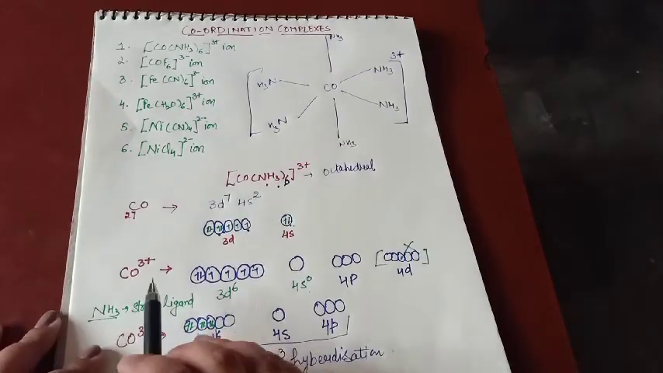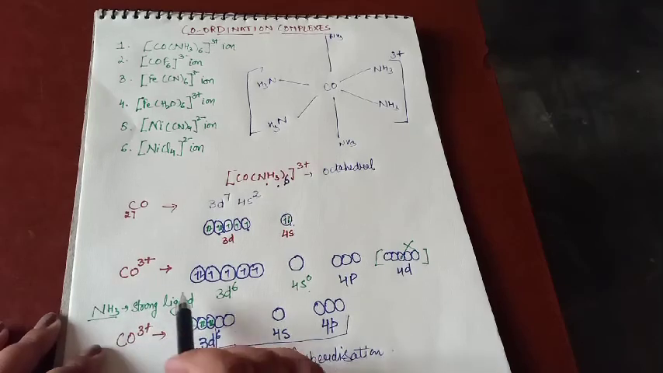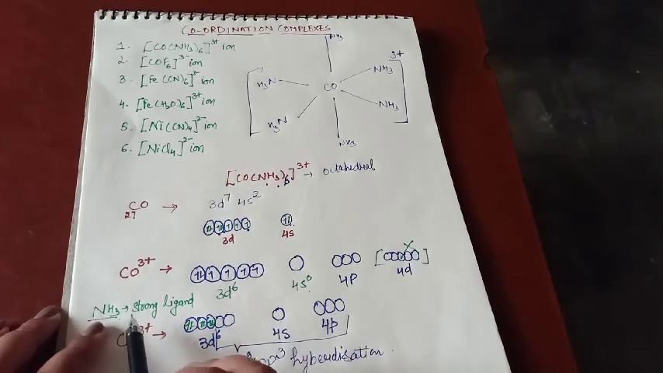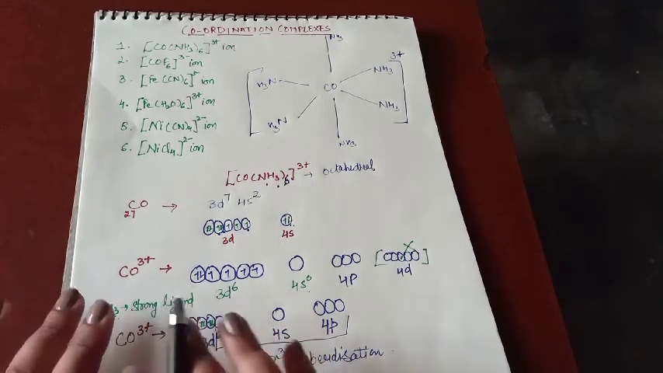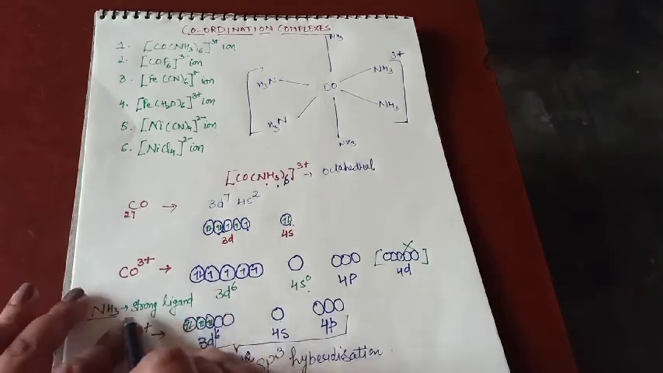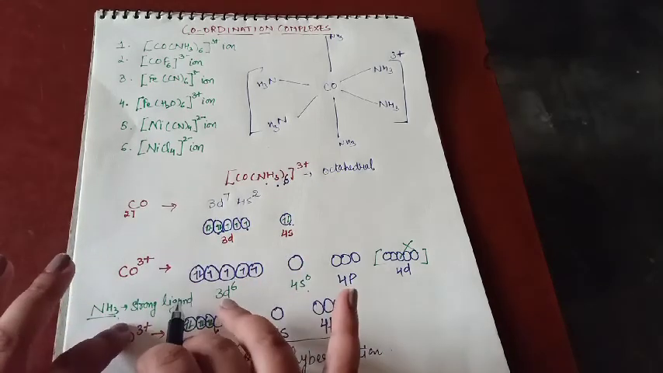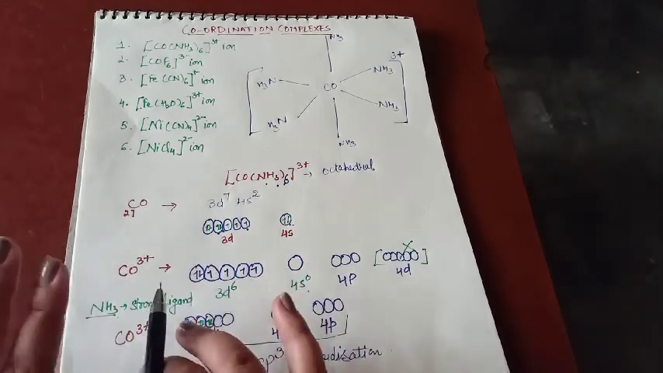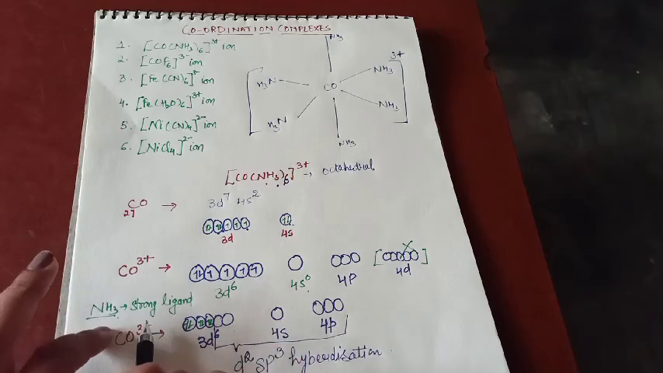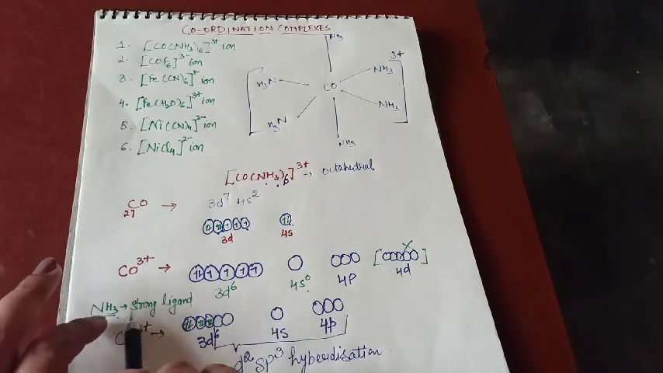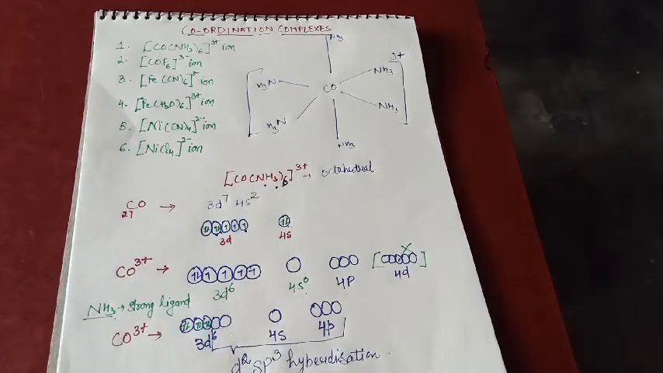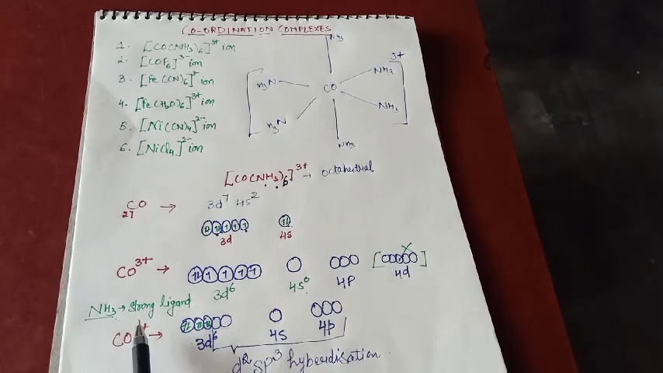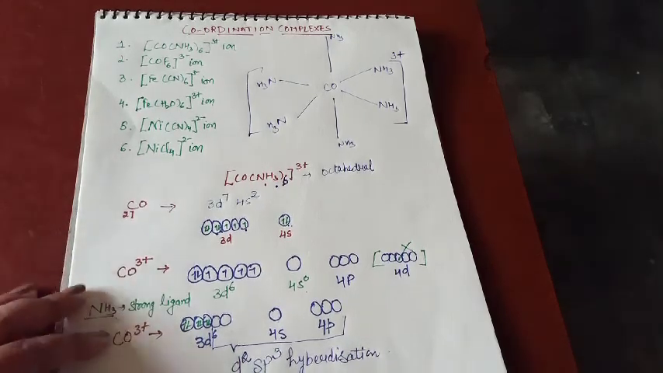One more thing, if you have a question in your mind that why ammonia is behaving as a strong ligand, actually valence bond theory does not explain that. It is not explained. So that's why you have to learn as such in the VBT which one is a stronger ligand and which is a weaker ligand. Accordingly, NH3 is a strong ligand here. Hope it is clear to you.